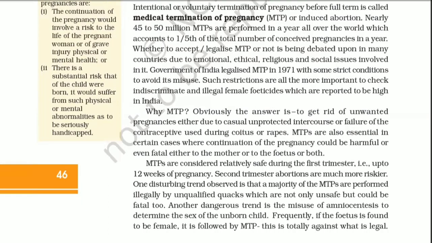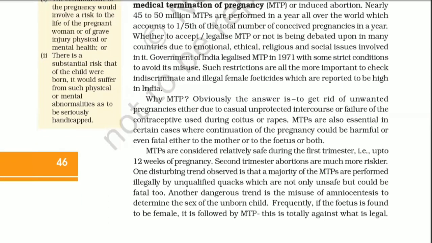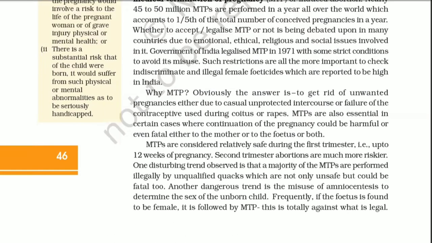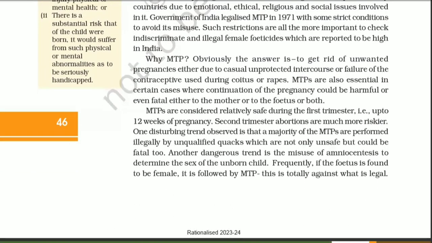Why MTP? Obviously, the answer is to get rid of unwanted pregnancies, either due to casual unprotected intercourse, failure of the contraceptive used during coitus, or rapes. MTPs are also essential in certain cases where continuation of the pregnancy could be harmful or even fatal either to the mother or to the fetus. MTPs are considered relatively safe during the first trimester, that is, up to 12 weeks of pregnancy. Second trimester abortions are much riskier.